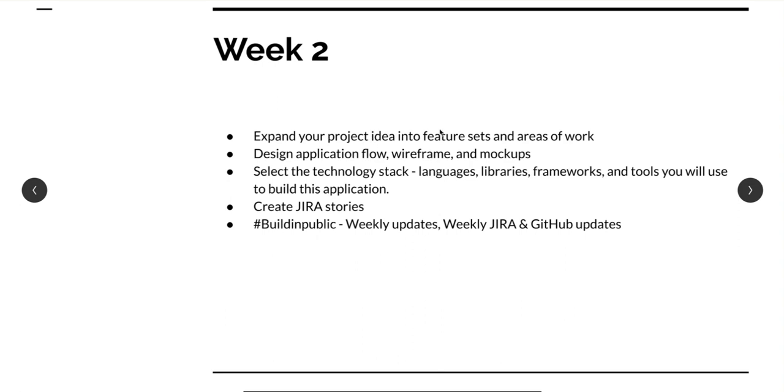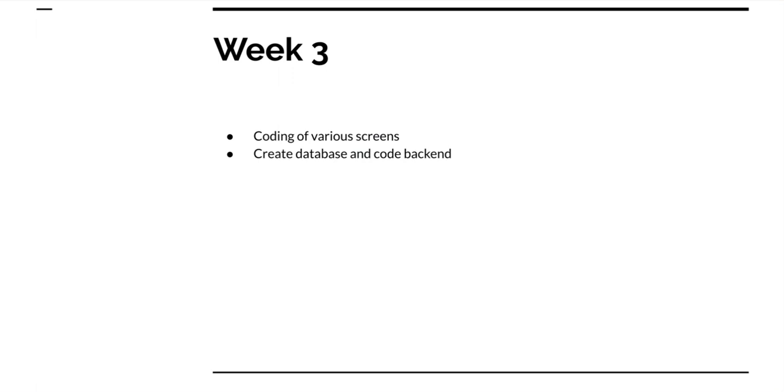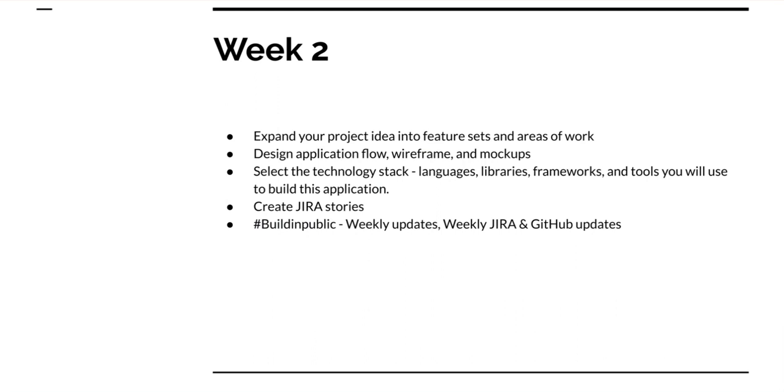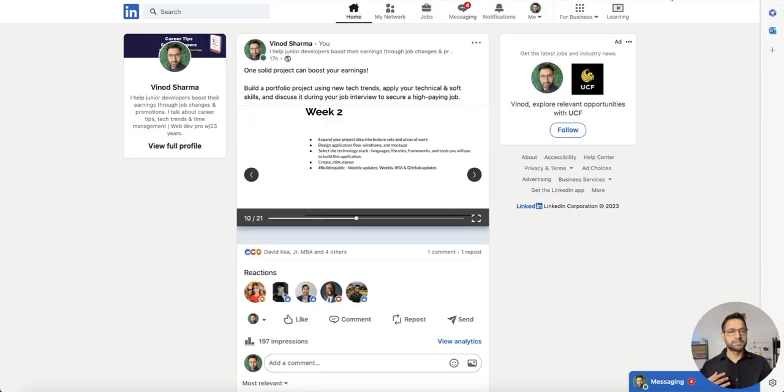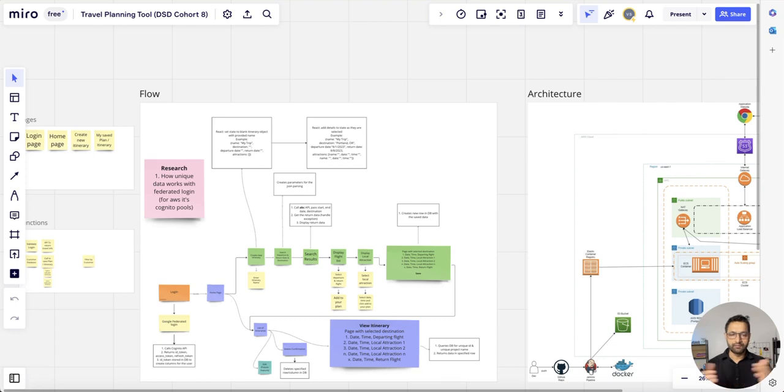Expand your project idea into feature set and area of work, design, application flow, wireframe, markup, and technology stacks, and creating Jira stories. Once all that is done, that's when we can move into the coding and database creation. But the activities that are listed here are what I will show, how we are executing that and how you can use the exact same process to expand your idea from one line to many lines.